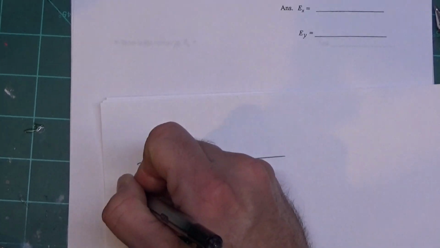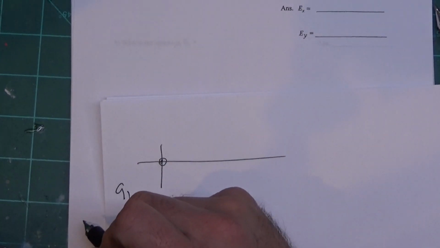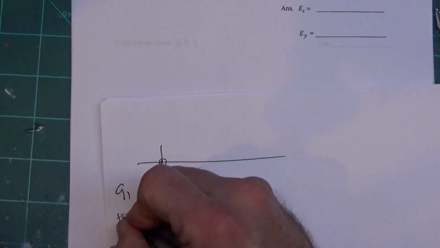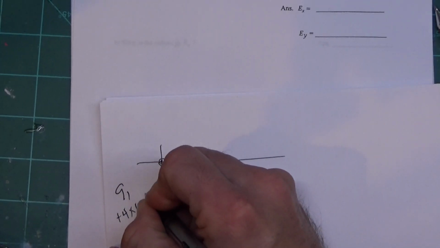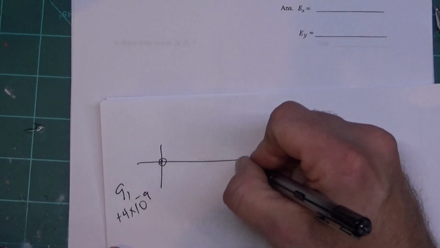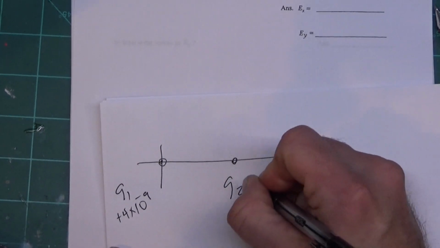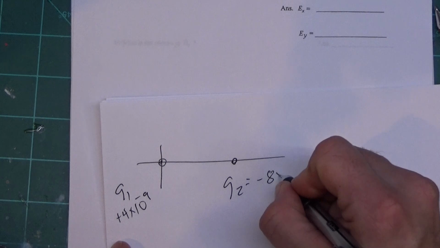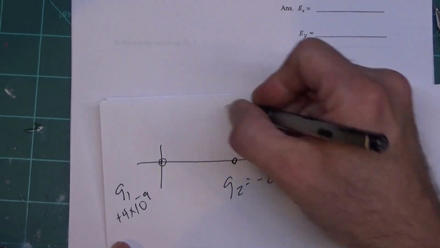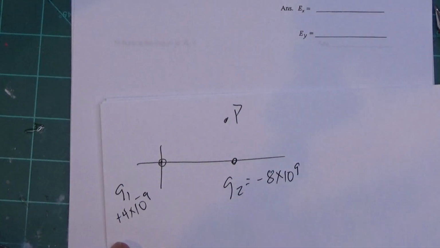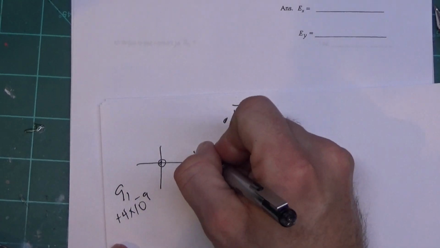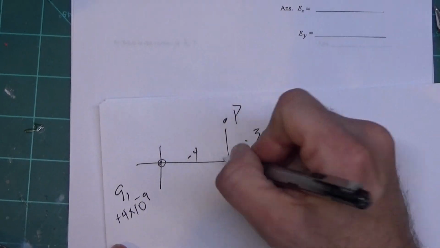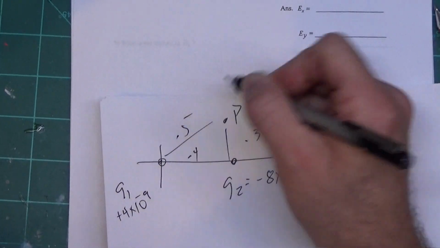So we have Q1 right here. And again, Q1 is plus 4 times 10 to the negative 9th. We have Q2 over here, which is negative 8 times 10 to the negative 9th. And we have point P up here. And we have 0.4 here, 0.3 here, and then this distance here is 0.5.